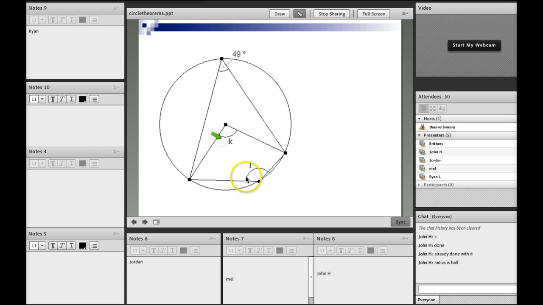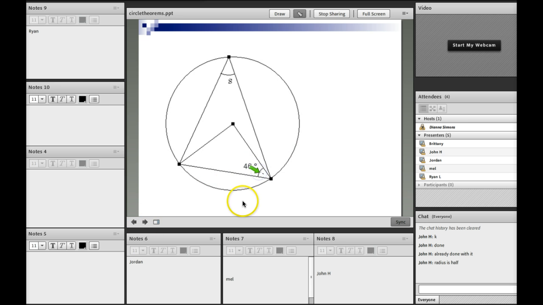What is J and K? Which one's 98? K. This one is also 98 because they are opposite each other, right? And they're in a quadrilateral. So just look at the shapes. It's kind of fun.